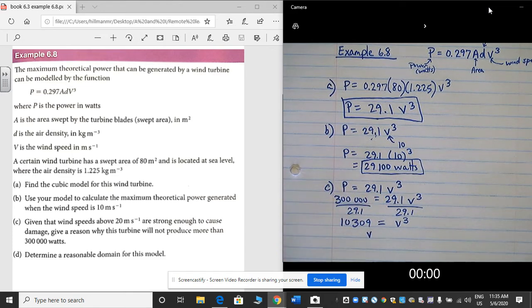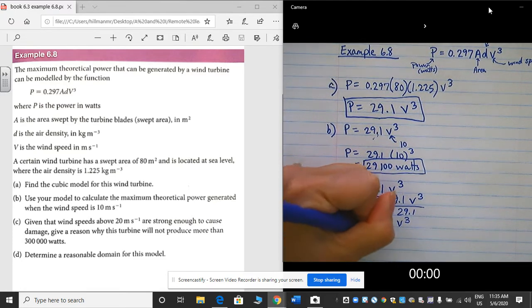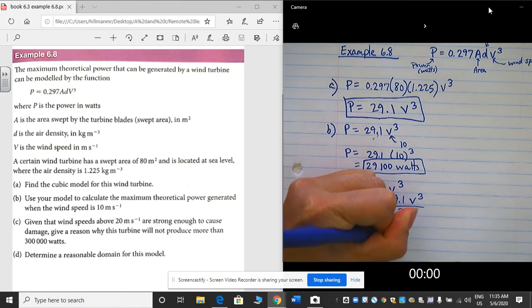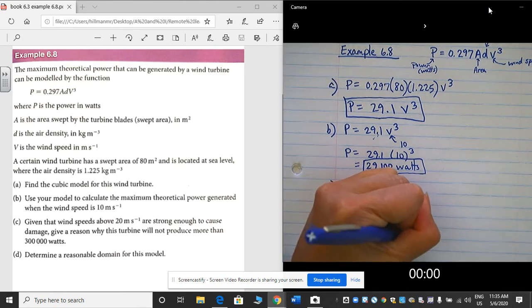I'll jot this down so you can see it: I'm taking the cube root of that in order to solve this. So I'm getting V equals 21.8. And I have to remind myself when looking at that, from my original problem, the units are meters per second.